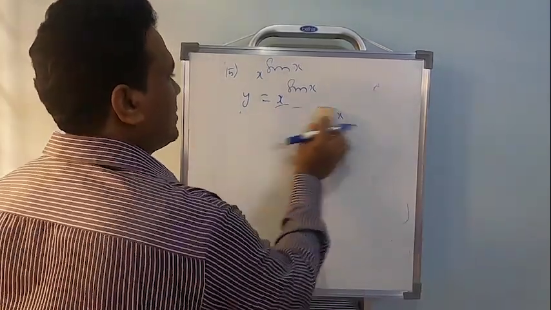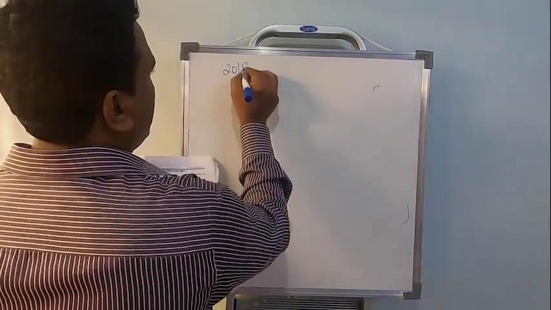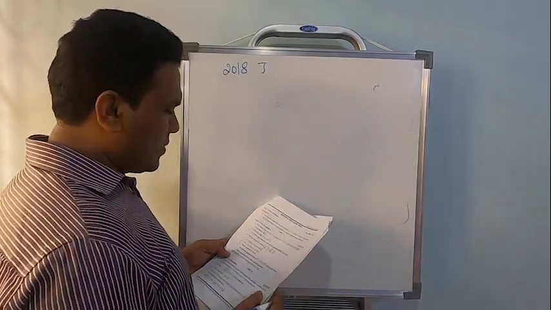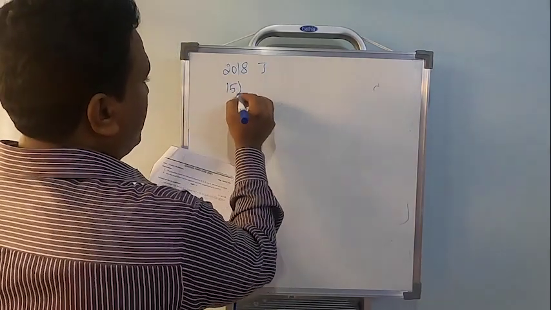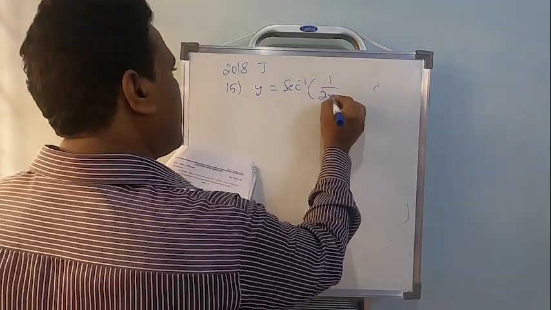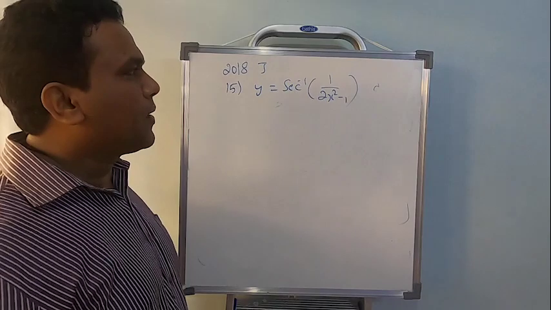Let's move on to the next. The next one is 2018 June. Okay, so in 2018 June, problem number 15. Problem number 15 is given as: if y is equal to secant inverse of 1 by 2x square minus 1, then find dy by dx.